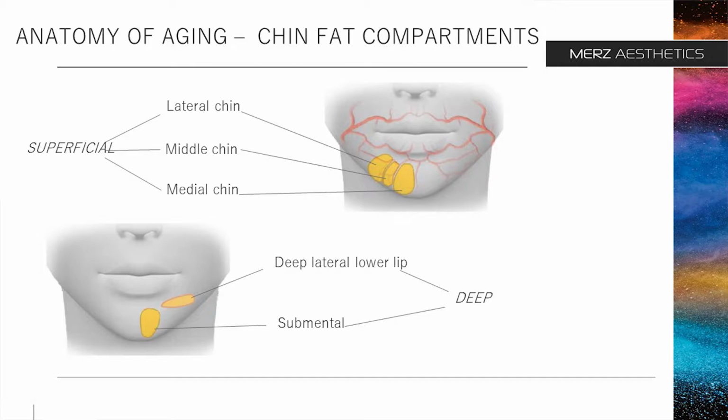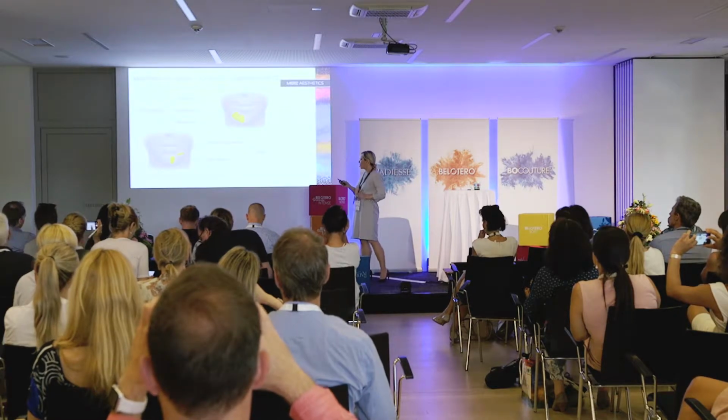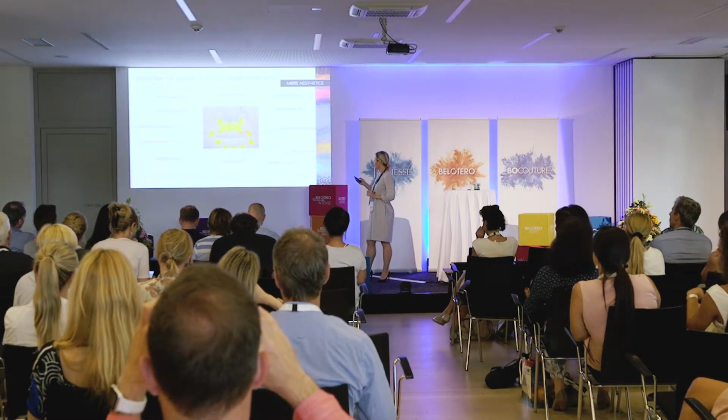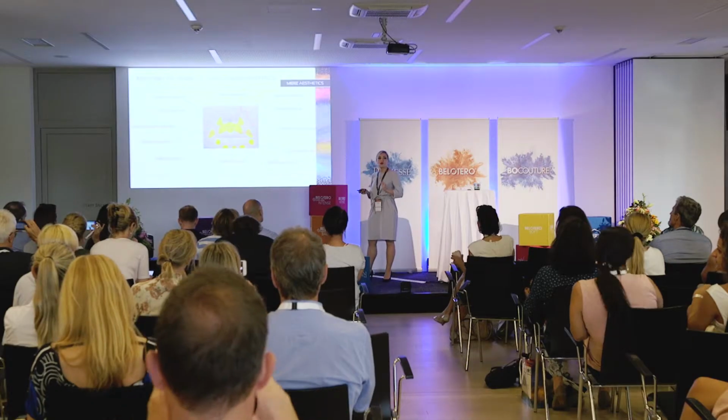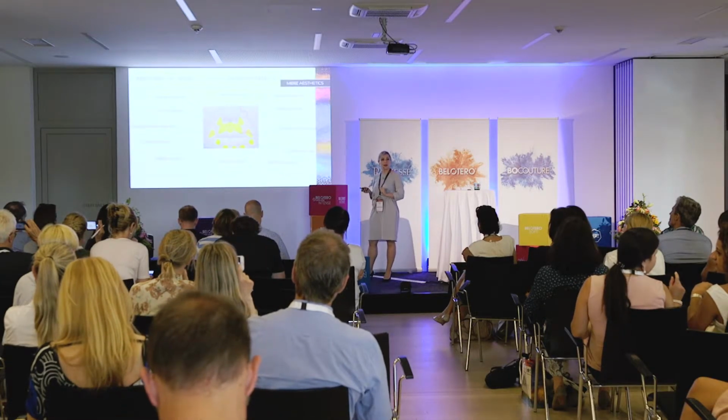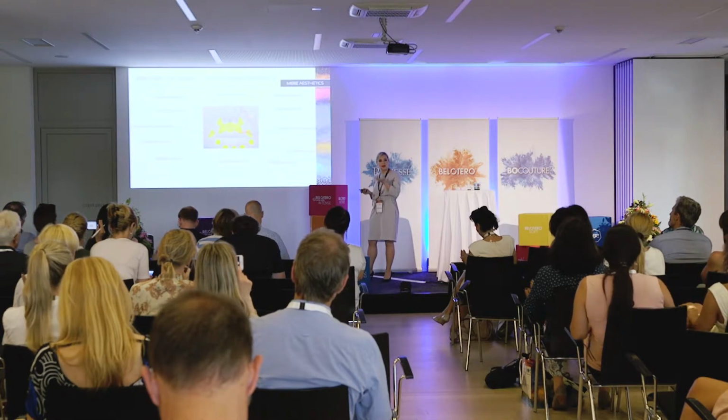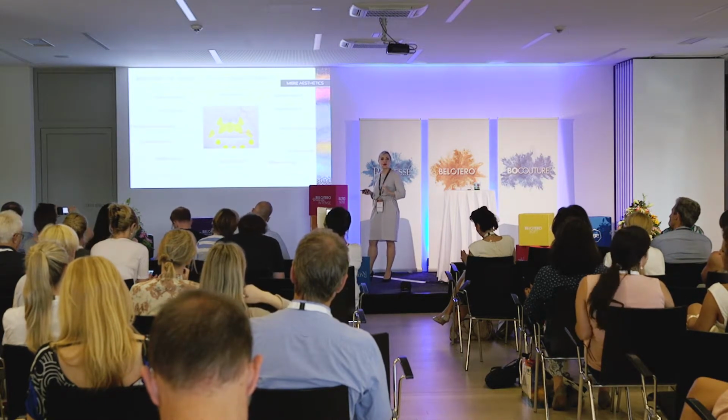The deep lateral contributes together with the next one we're going to see, the lateral. So deep lateral on one hand, lateral lower lip. When they lose volume, they contribute to the formation of the marionette line, okay, because there is a lack of support to the corners of the mouth.